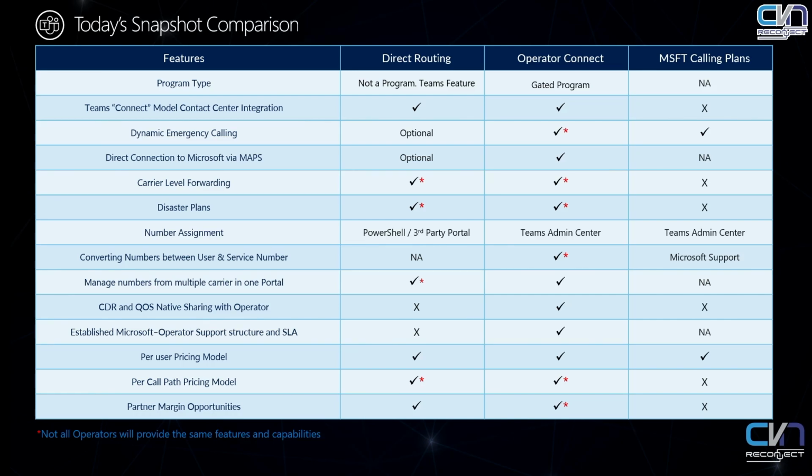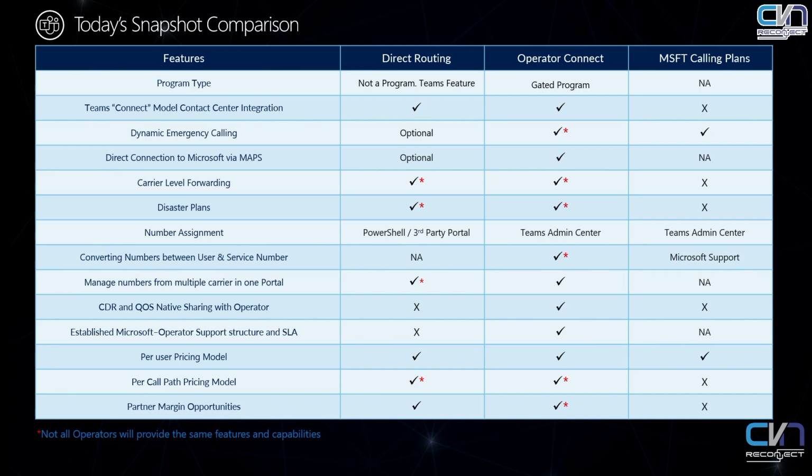So a little overview of comparison between the options here. One thing I really want to point out on here is program type. So direct routing is not a program, it's a feature. Anybody can use direct routing. Anyone can grab an SBC, connect up a SIP trunk or a PSTN service, connect to Microsoft, and have a voice solution. Not saying it's a good solution, but it's a solution, right? It might be a good solution.